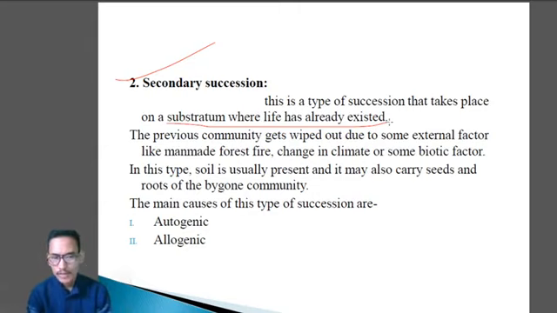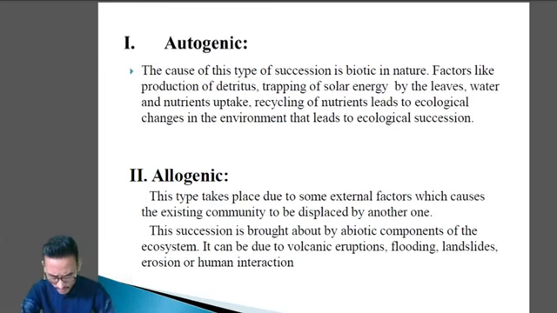Okay, the main causes of this type of succession are autogenic and allogenic. Now, what is autogenic and what is allogenic? Look in the text over here. It says that the cause of this succession is biotic in nature. Factors like production of detritus, trapping of solar energy by the leaves, water and nutrient uptake, and recycling of nutrients lead to ecological change in the environment that leads to ecological succession. I'll discuss it afterwards, but for now kindly write this one.